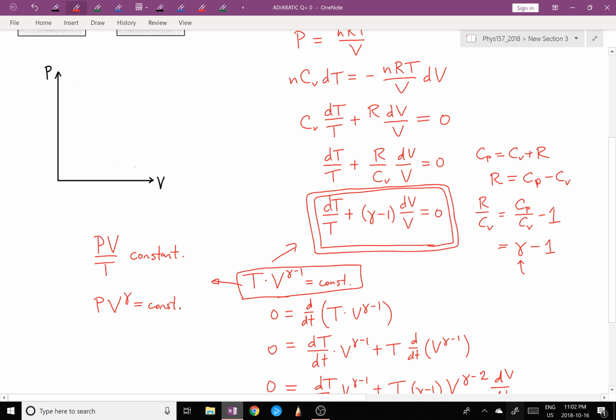And so that actually allows us to plot the adiabatic process on this PV diagram. It looks something like the constant temperature process, but it actually goes to zero pressure a little bit faster as you increase volume, because this gamma is greater than 1.